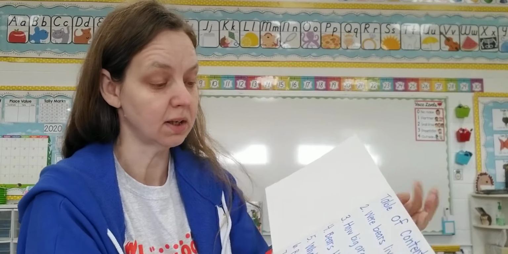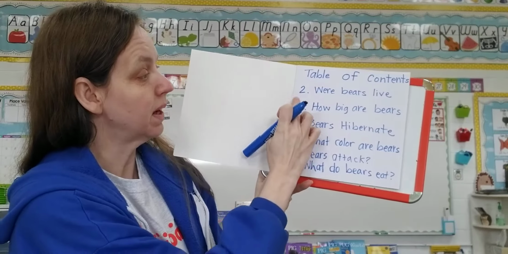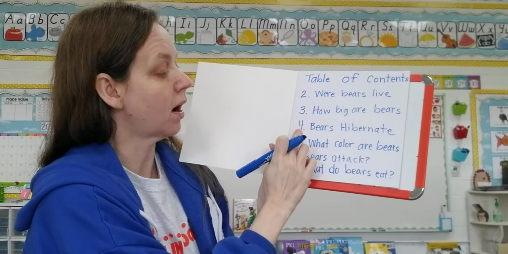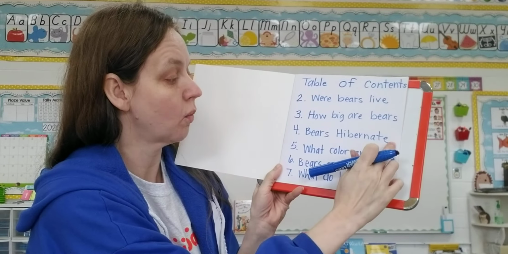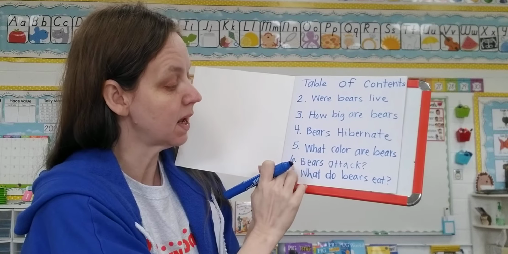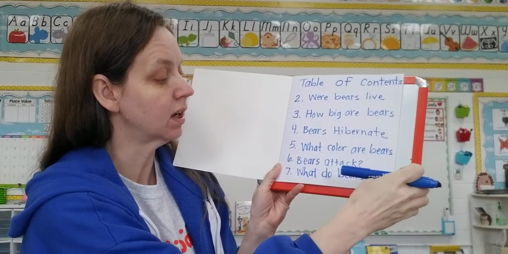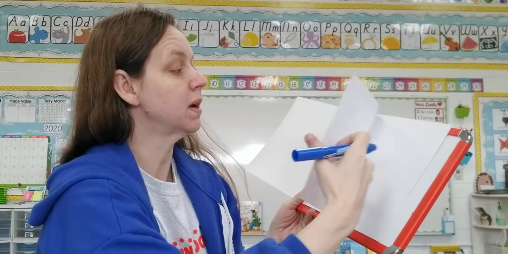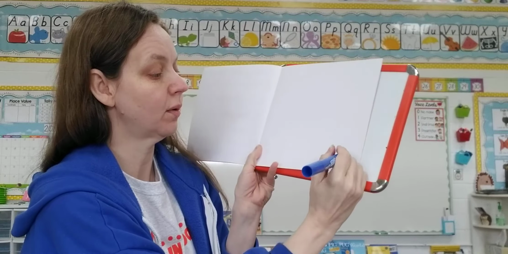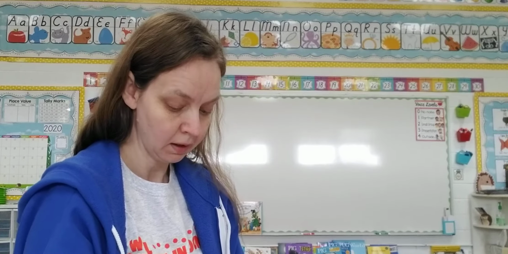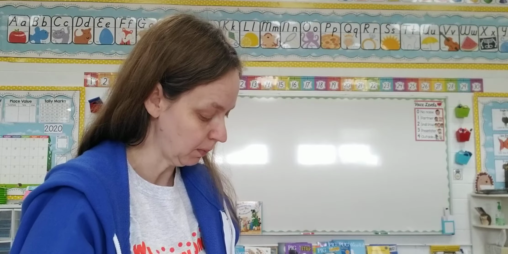So on your pages, so now I know on page 2, it's going to tell me where bears live. On page 3, how big are bears. On page 4, it's going to tell me where bears hibernate or if they hibernate. Page 5, what color they are. Page 6, if they attack. And page 7, what do they eat. Then I'm going to go and write the page numbers in my book because I want people to be able to find that page number. So I'm going to put 2 down here at the bottom because page 1 is the table of contents page.